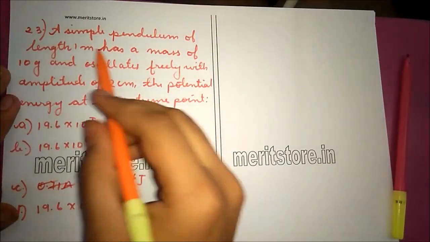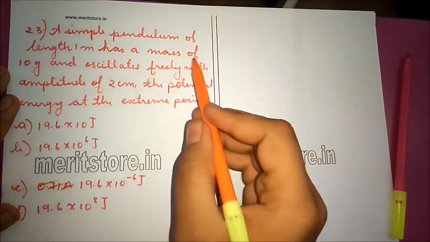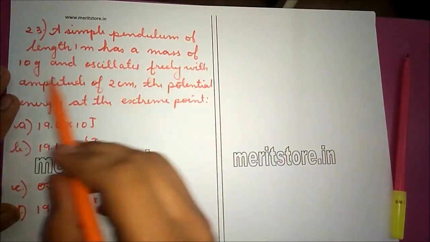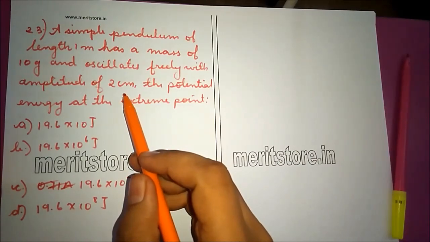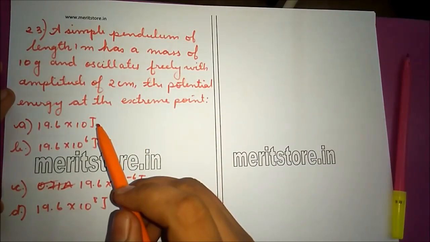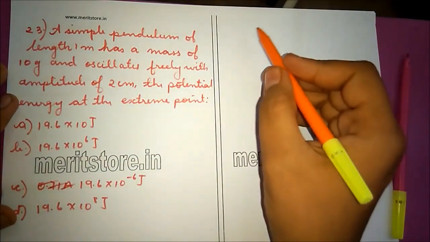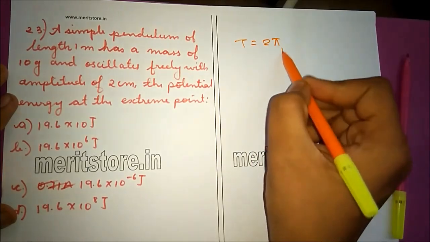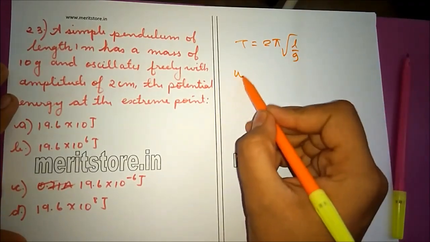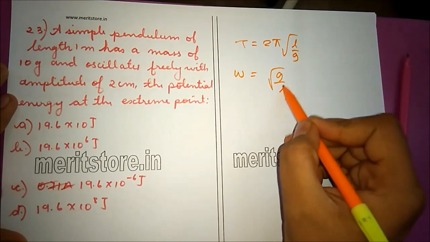Question 23. A simple pendulum of length 1 meter has a mass of 10 gram and oscillates freely with amplitude of 2 centimeter. The potential energy at the extreme point is. So now we know T is equal to 2 pi square root of L by g. Omega is equal to square root of g by L.